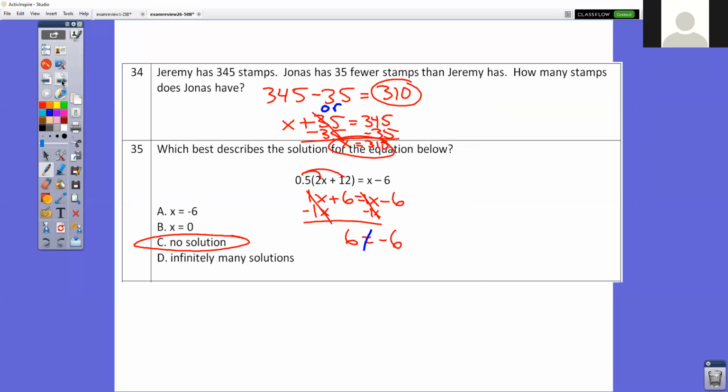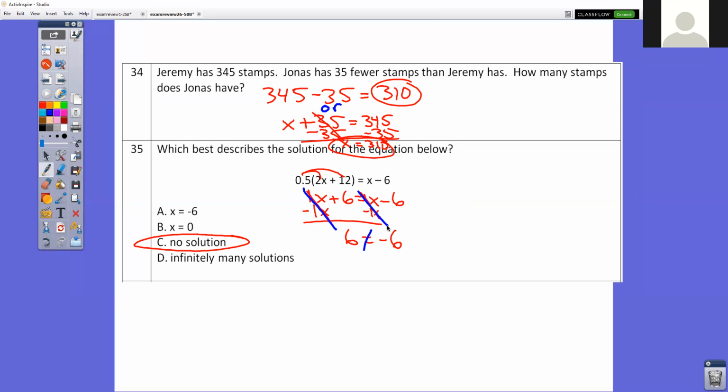In question number 35, you need to solve this by distributing and distributing. Take that 0.5, multiply by 2, and multiply by 12. You get 1x plus 6 equals 1x minus 6. So we have 1x's on both sides. You need to subtract 1x from both sides. Well, when you do that, those x's cancel out, and you just end up with 6 equals negative 6. 6 does not equal negative 6, so that is no solution.